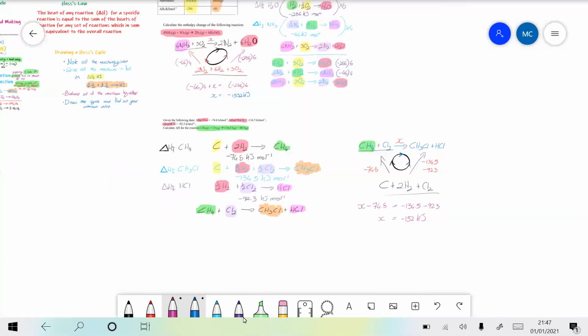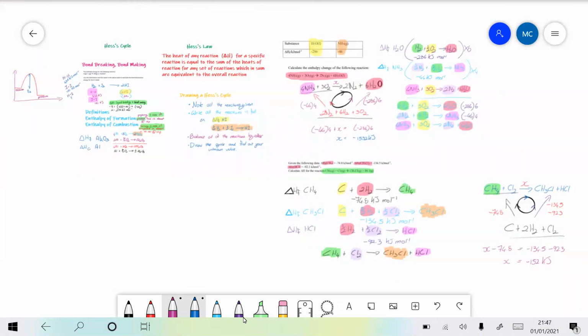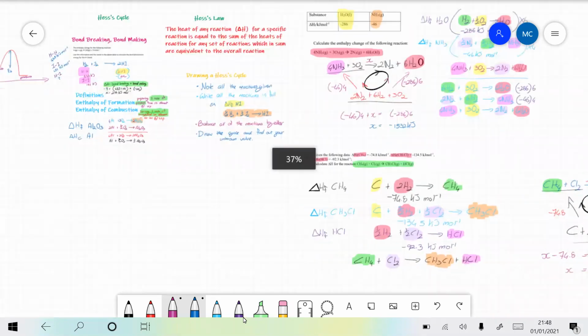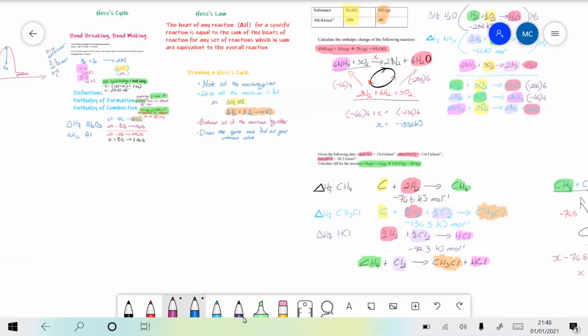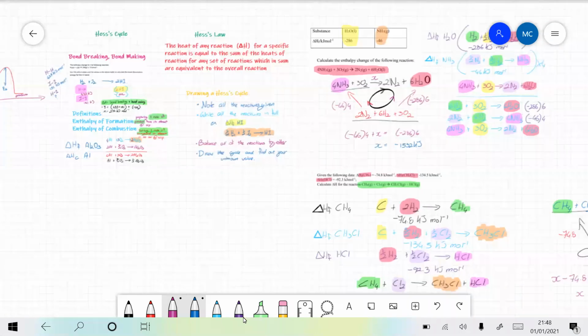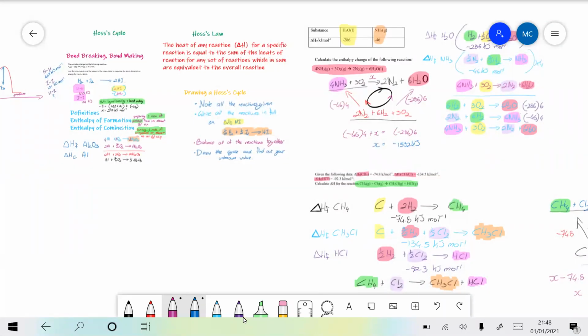So, a quick summary of what we've done today. We started off with a revision of last lesson's work, which was the bond breaking, bond making, and the definitions of the enthalpy of formation and enthalpy of combustion. Then we explained what Hess's law is, that no matter what route is taken to go from the reactant to the product, the energy will be the same, because the energy is stored in the bonds, and the bonds do not change. And then I went on to explain how to draw a Hess's cycle, and we've worked two examples.